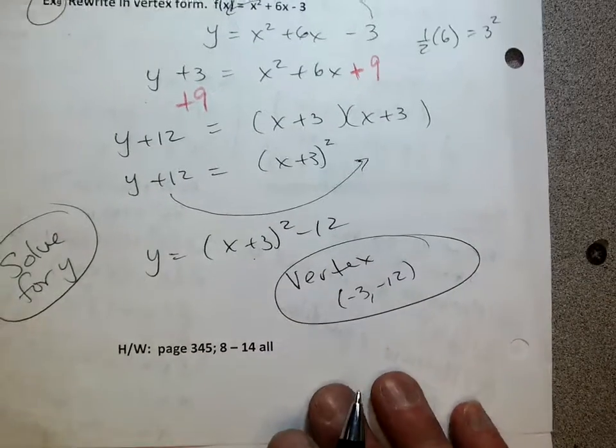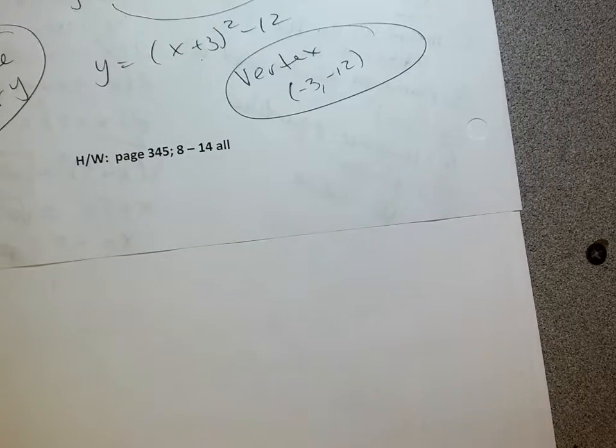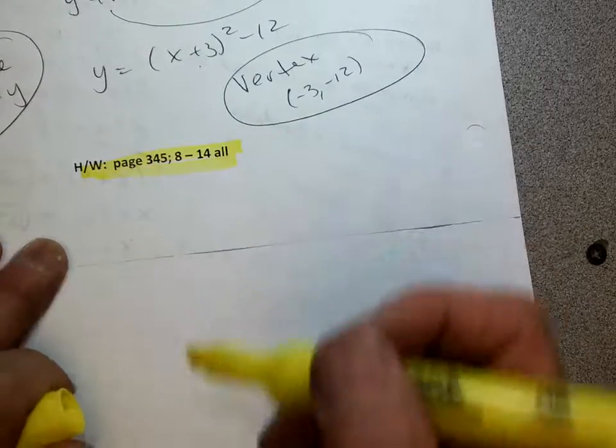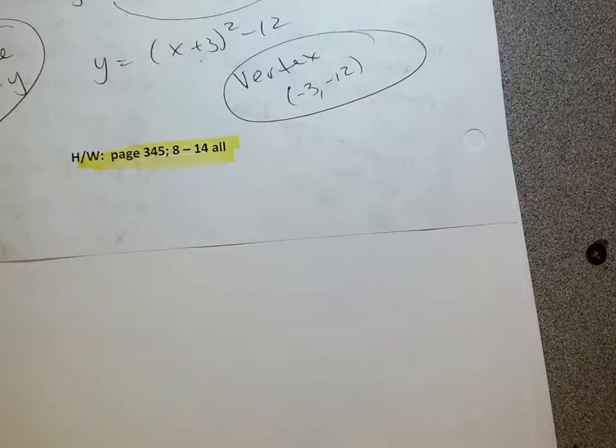Okay, homework. Or let's call it classwork. Page 345, 8 to 14. All right, let me quit the record button.